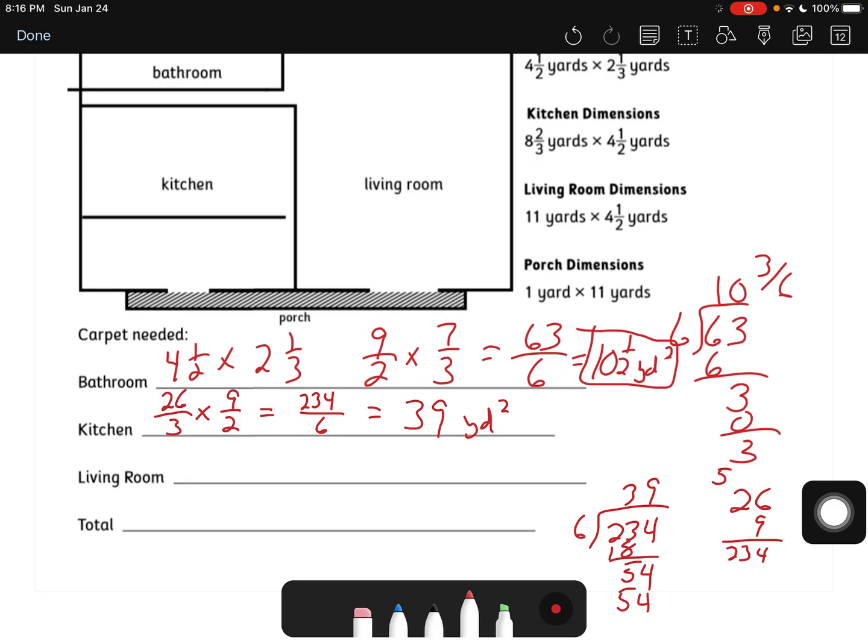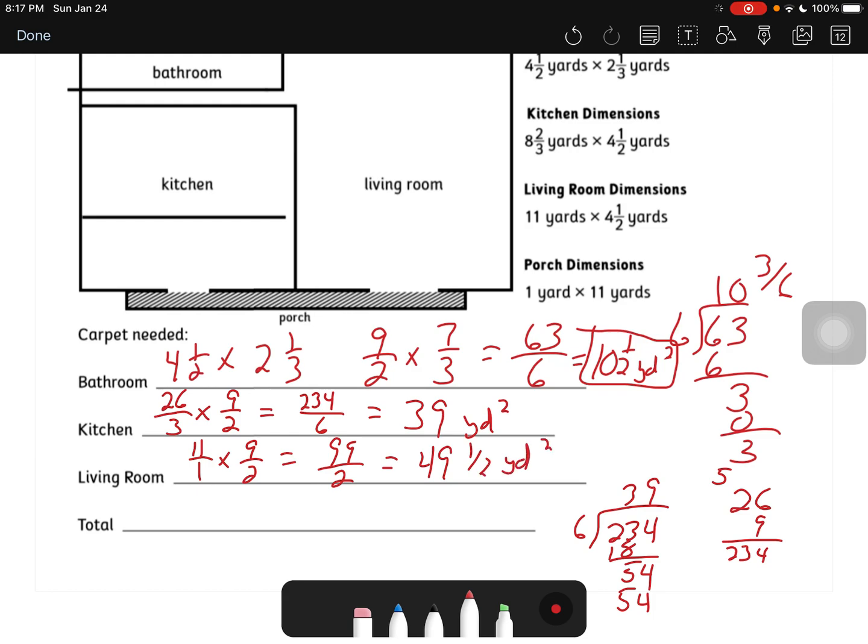Okay, living room. It's 11 times 4 and 1/2. So 11, which is, I'm going to say 11 over 1 so we can do the fraction. 4 and 1/2, 4 times 2 plus 1 would be 9 over 2. And then we're going to multiply, that would be 99 over 2. And if I divide out 99 over 2, it's going to go in there 49 times, 49 and 1/2 square yards for that one.